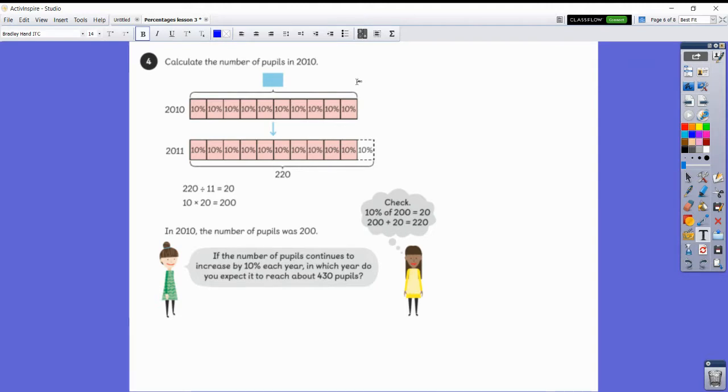For number 4, we're going to find what the original number was, so the number of pupils in 2010. For 2011, we had 220 pupils, and 10% of the 2010 year had been added on. So 2011 is the same as 110% of 2010. So instead of dividing by 10, you divide by 11, which is 20, and then do 10 times 20, which is 200.